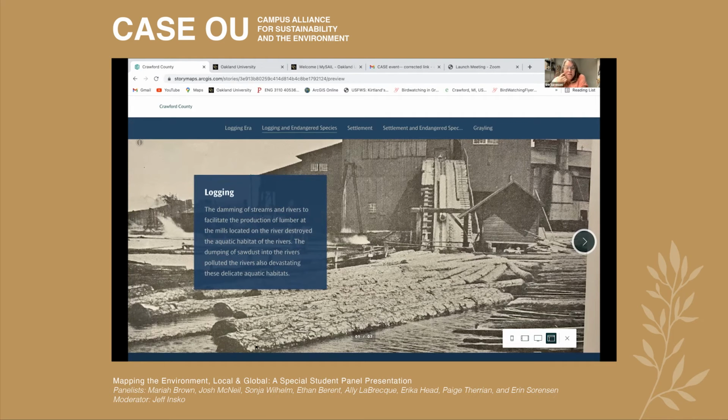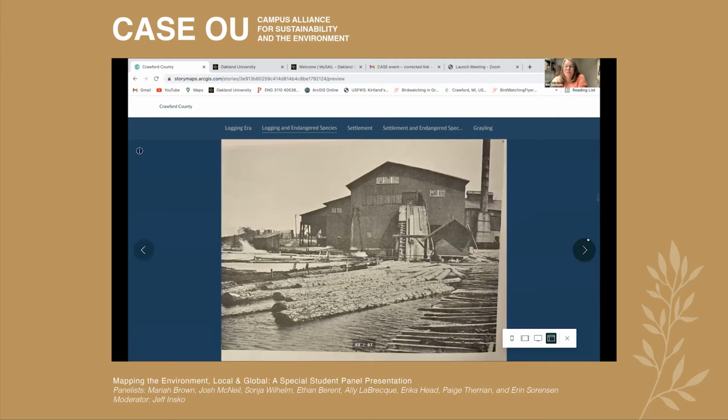What caused it was the logging industry and the damming of the streams and rivers. So they would do this to get the lumber to and from the sources. And also they would dump the sawdust right into the rivers, and that would pollute them and devastate the delicate aquatic habitats. So this is a different perspective of that photo, and you can see the water. That's just not, they dammed it up.